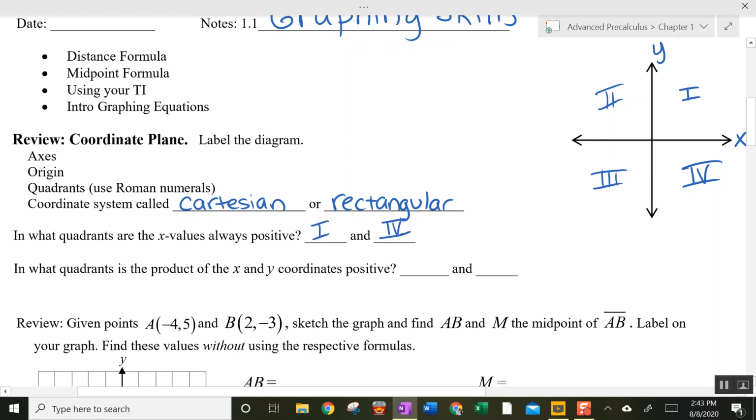And in what quadrants is the product of the x and y coordinates positive? We know a positive times a positive is a positive. That would be quadrant 1 where both x and y are positive. And if both the x coordinate and the y coordinate are negative, a negative times a negative happens to be a positive. And we know that in quadrant 3, both the x and y coordinates are negative, so we're also going to include quadrant 3 here.